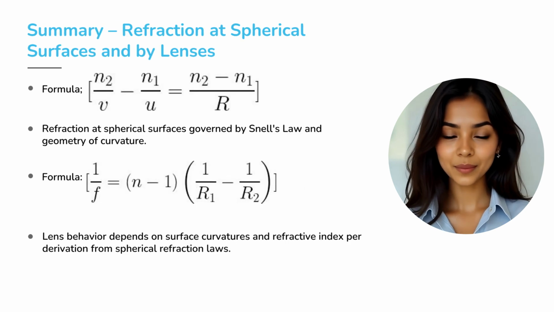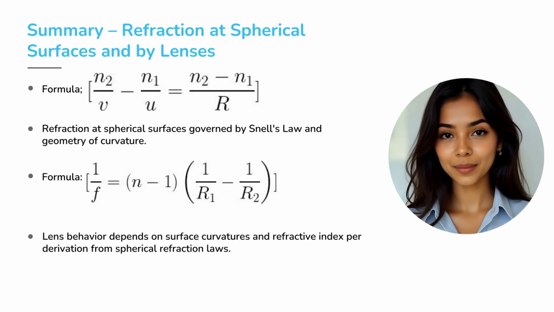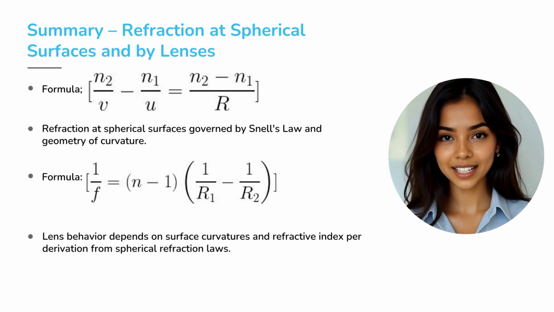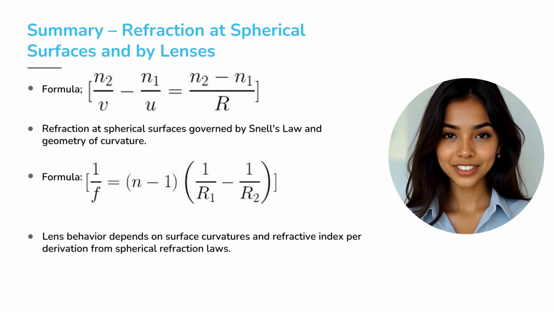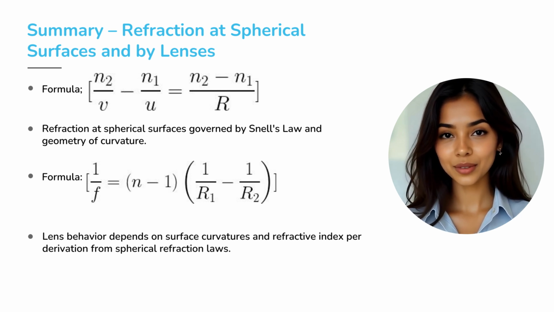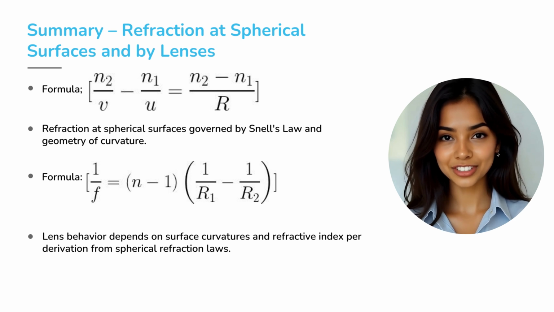To wrap up, we have a few key formulas to remember. The refraction at a spherical surface formula states that the refractive index of the second medium divided by image distance minus the refractive index of the first medium divided by object distance equals the difference of refractive indices divided by radius of curvature. The lens formula relates image and object distances to focal length as 1 over image distance minus 1 over object distance equals 1 over focal length.